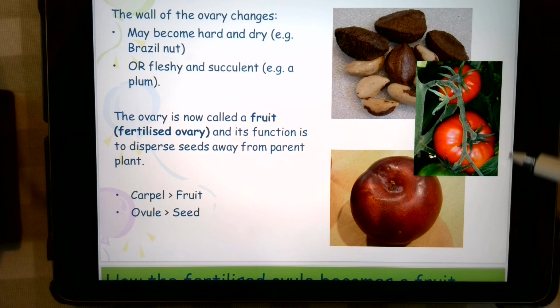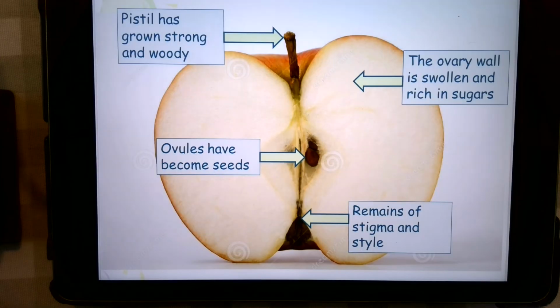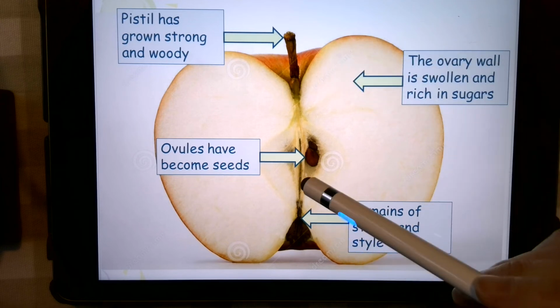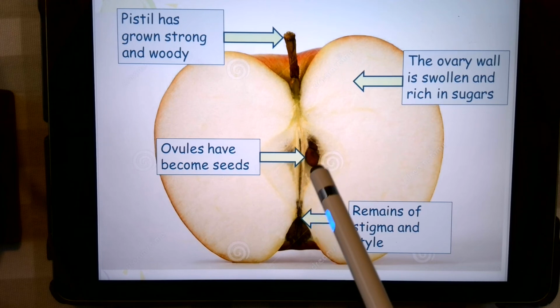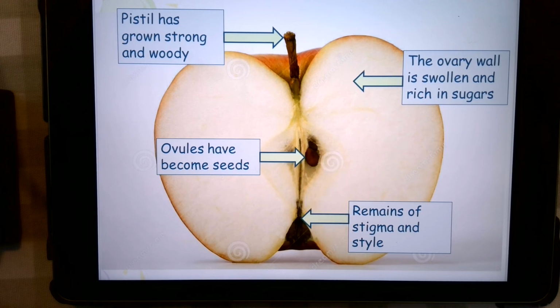Ultimately, you want to move your fertilized seeds as far away from the parent plant as possible to try and minimize or reduce the likelihood of competition for resources such as light, minerals, space, and water. I mentioned an apple before, which is actually the swollen ovary, and you can see here these are the ovules covered in a tough outer coating called a testa, which we'll see later on is very important.